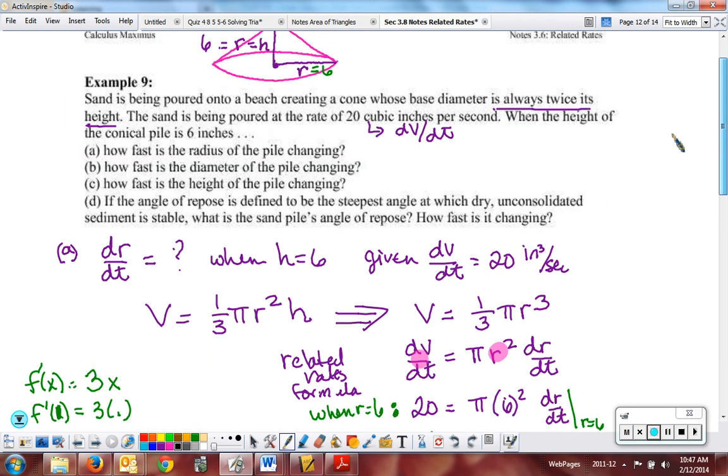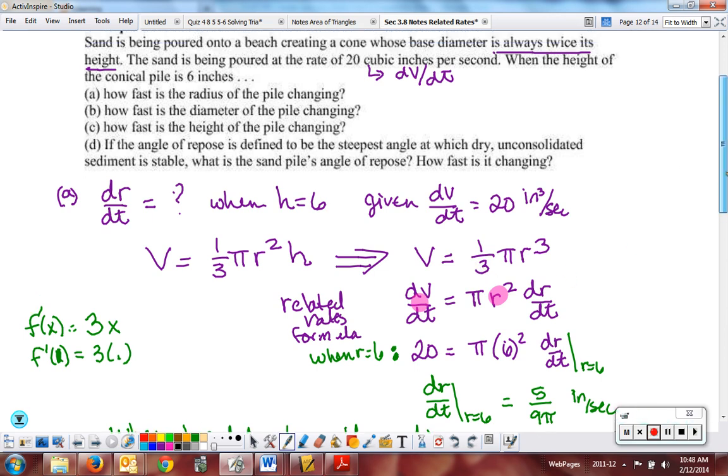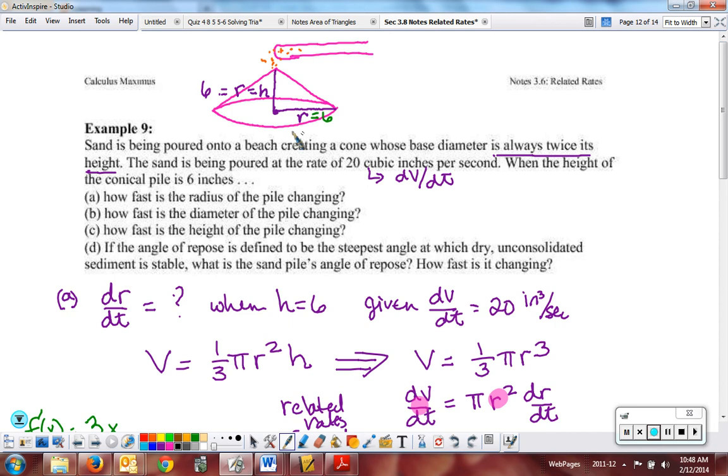D is asking about the angle of repose. The angle of repose, kind of a little bit, is the steepest angle at which the sediment is stable. If it's too great, does it just explode? No. All right, so my angle of repose is that angle. We're basically saying that because of the friction of the sand and the physics of the problem, that is the angle that it slides down to. And that's the angle at which it is stable.